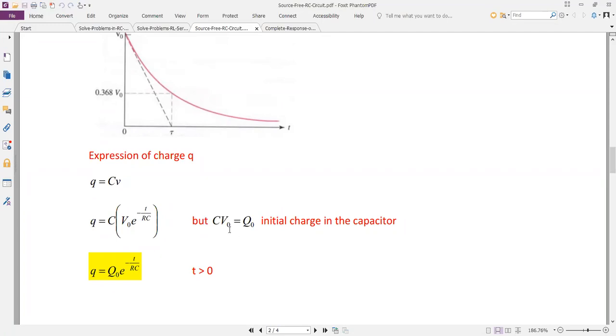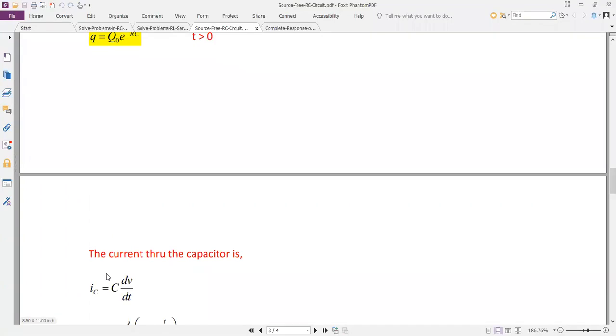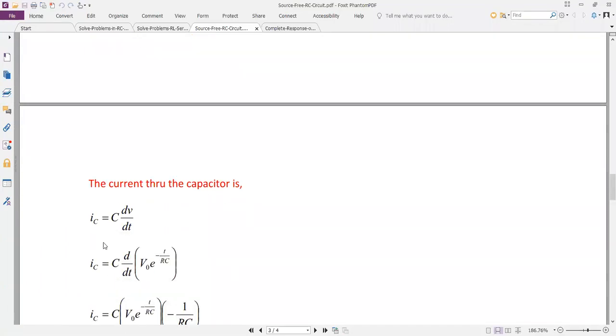So we just specify the initial values for the voltage and the charge with subscript 0. So actually it came from this one. So this is now the charge in your capacitor at t greater than 0. The current through the capacitor is given by this formula.